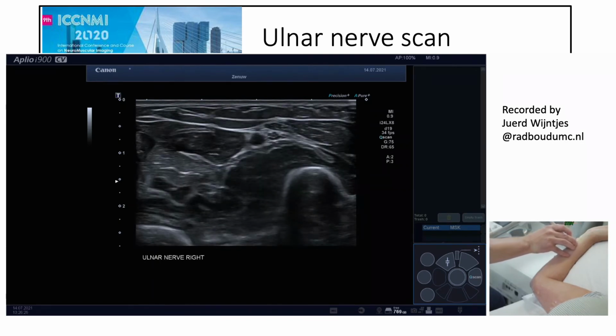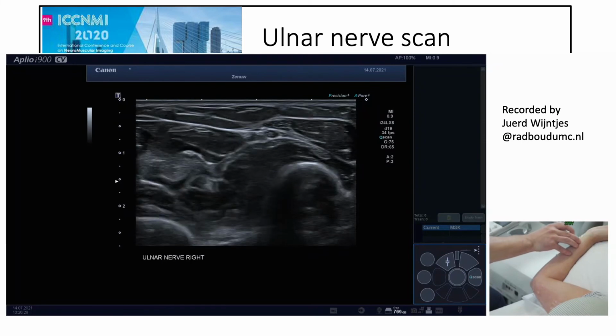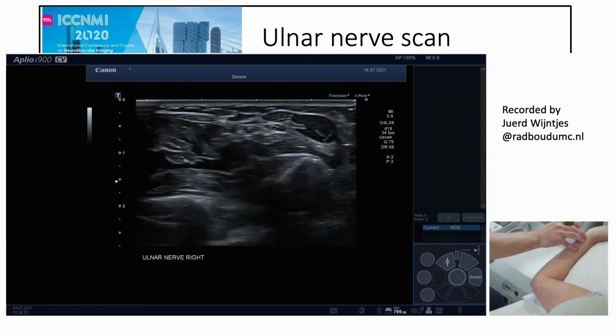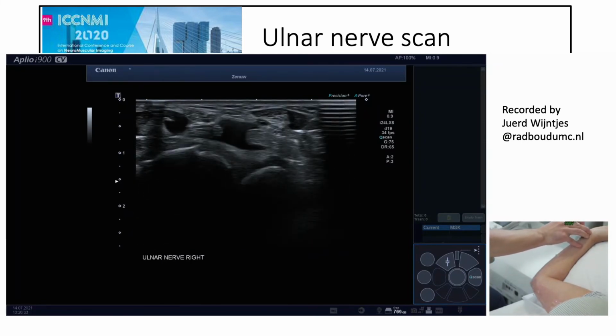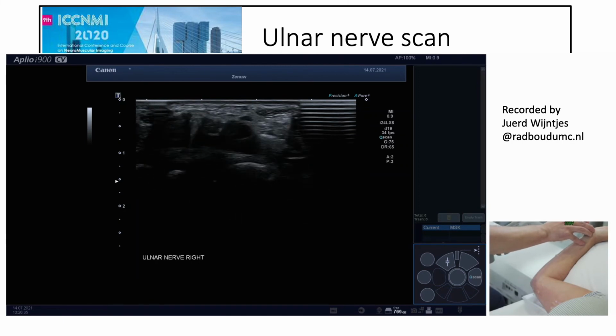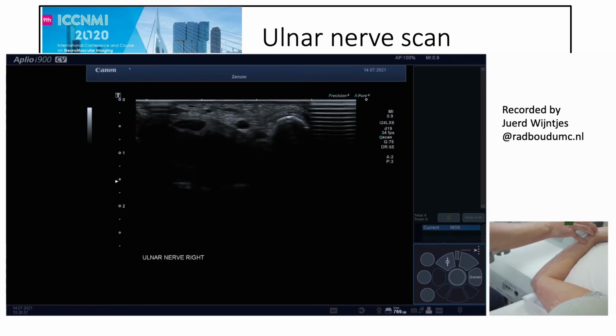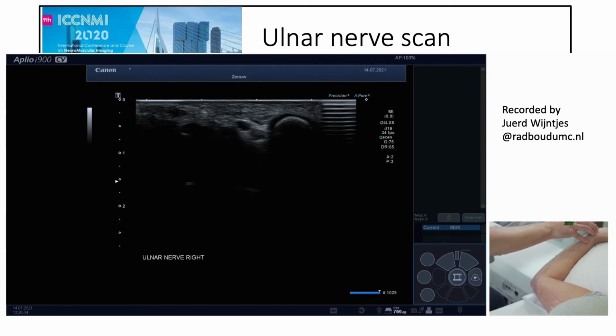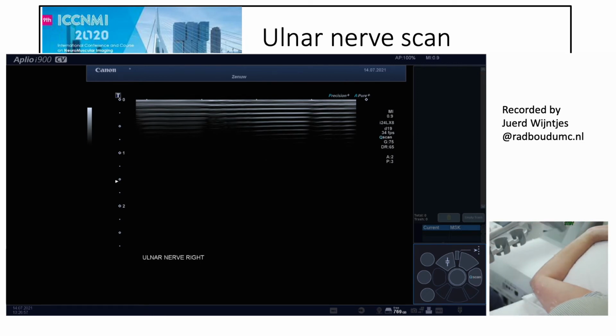and we see now the dorsal branch coming. Now it's going out, you see, and it's returning. Okay, and now we are just distal at the wrist. You see the pisiform bone, you see the pulsing artery, and you see the ulnar nerve below the artery just near the pisiform bone. This is also the place where we often measure the cross-sectional area.